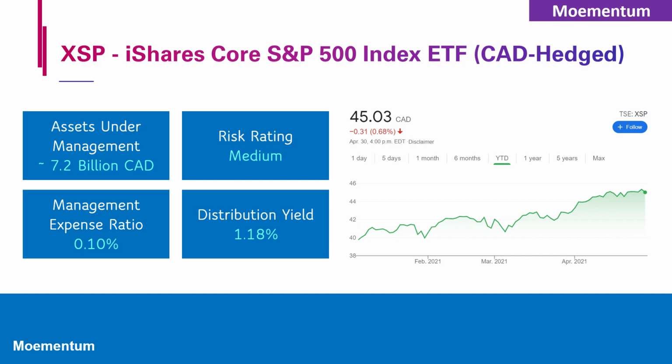XSP has $7.2 billion assets under management and currently has an annual distribution yield of 1.18%, which is paid on a semi-annual basis. XSP has a management expense ratio of 0.10%, which means if you were to invest $10,000, you'd pay a $10 fee each year. This ETF also has a risk rating of medium.